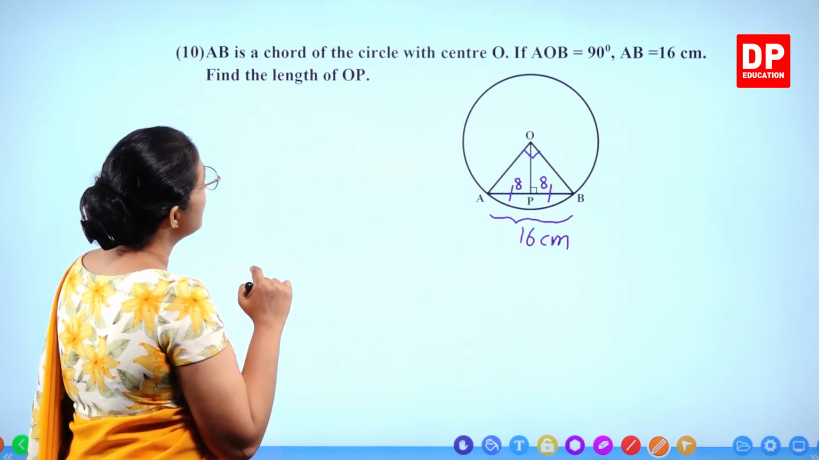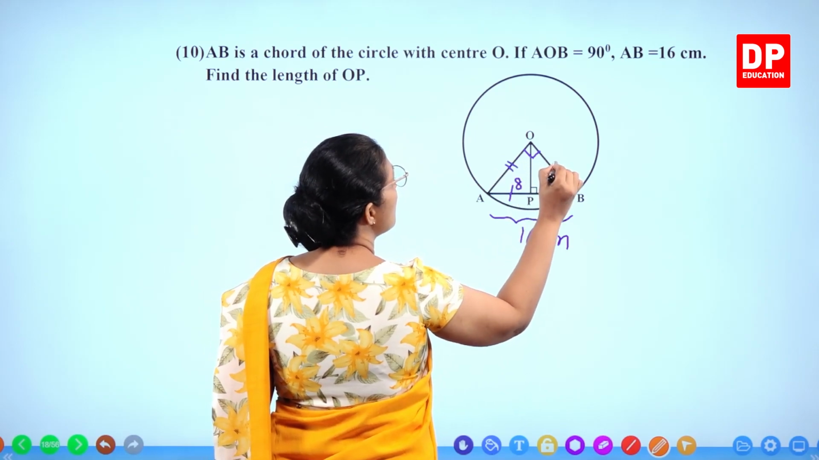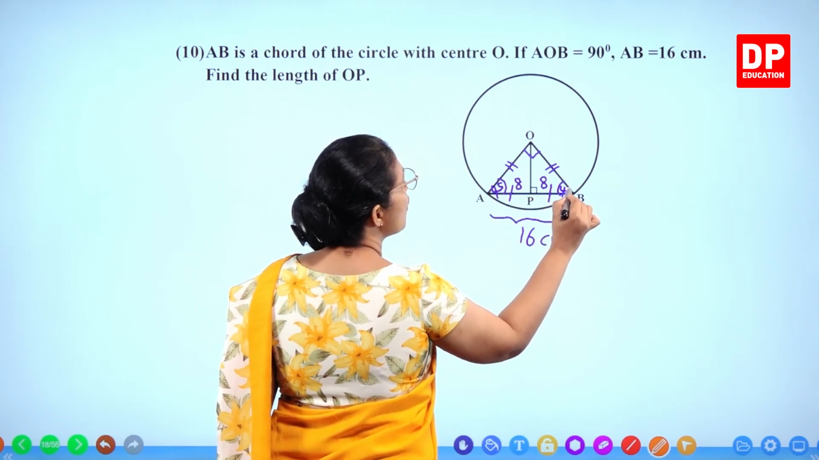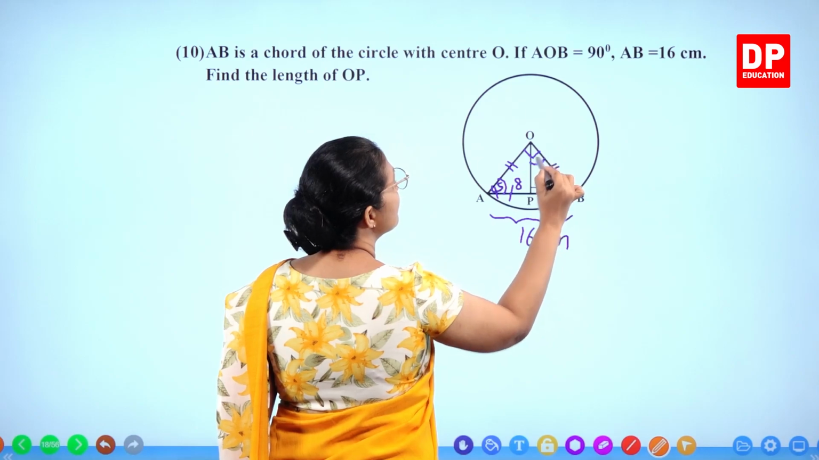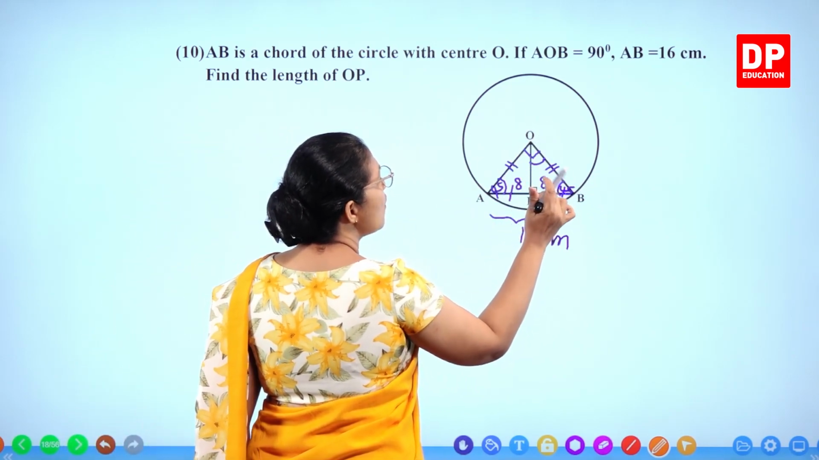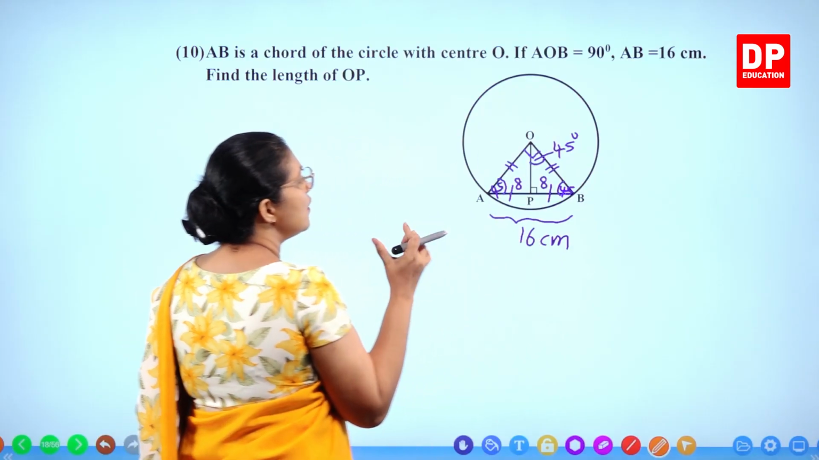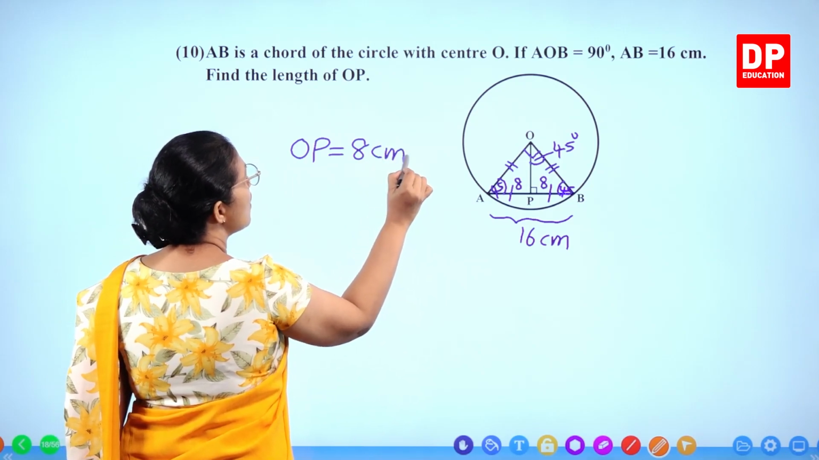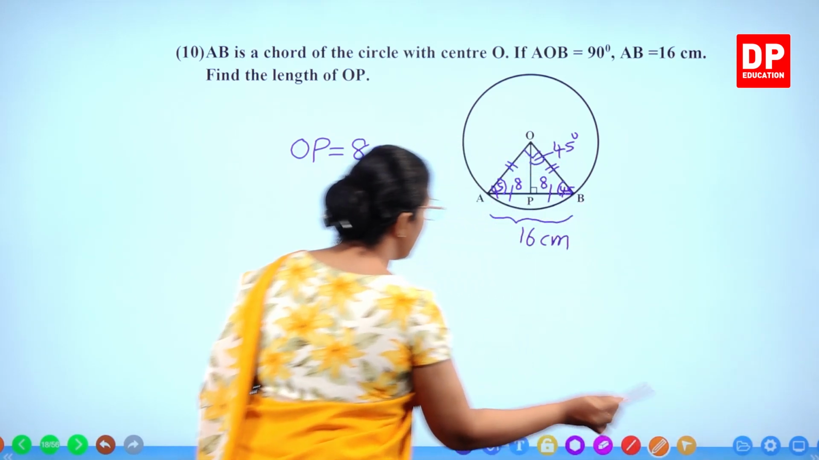Then what else is given? If this is 90 and these two lengths are equal, this is 45. This is 45 and this is also 45. So that means these lengths are equal. Can you see OPB is an isosceles triangle? PB is equal to OP. So PB we found is 8. So what is OP? OP is also 8 centimeters because it's an isosceles triangle. So you get 2 marks for finding that.